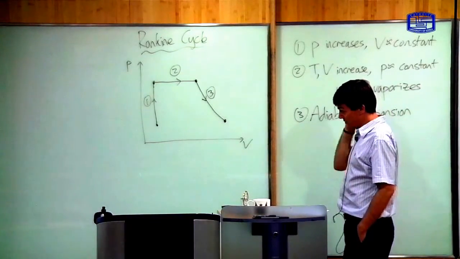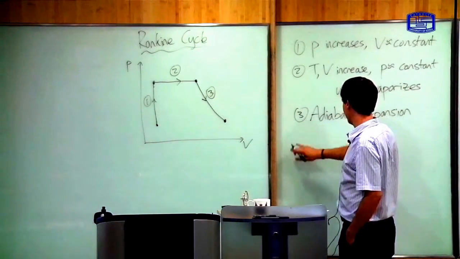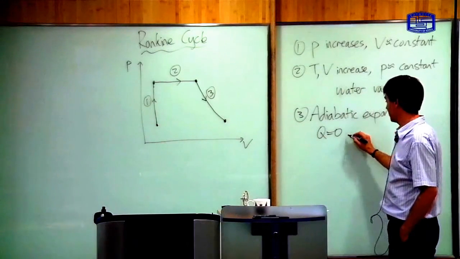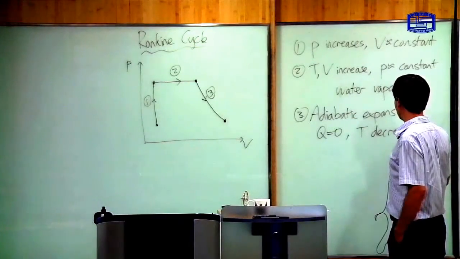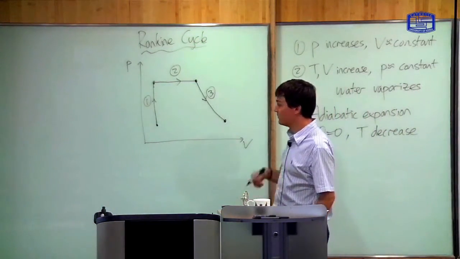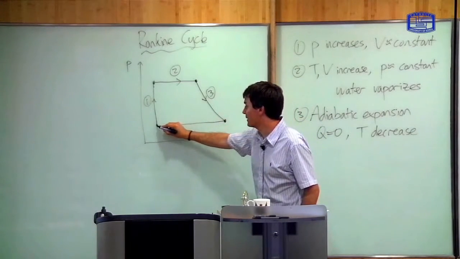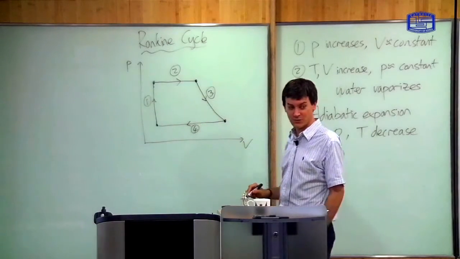So pressure decreases, volume increases, and the temperature goes down. Remember, adiabatic means Q equals 0, and therefore the temperature will decrease because it's doing work. And then in the final stage, again, it's approximately constant pressure, and you condense it back to liquid water.